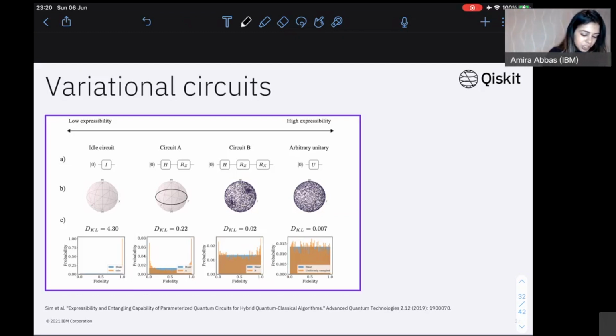In this very trivial example in this picture, imagine we just had one qubit. Since it's one qubit, we can visualize it on the Bloch sphere. If we move from a very unexpressive operation like the identity all the way to an arbitrary unitary, we can see that we start to sample from the Bloch sphere more and more as we increase the expressibility of the unitary, the operation that we apply. As we make this more general, we can tap into the full Hilbert space.